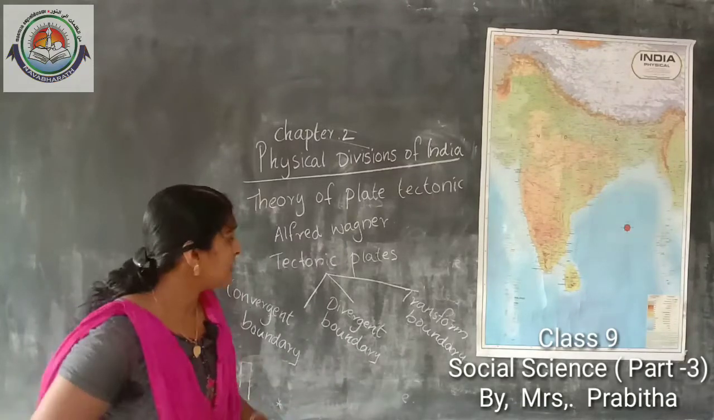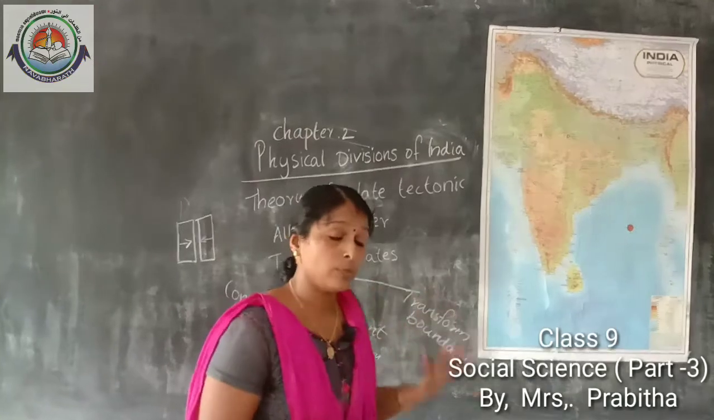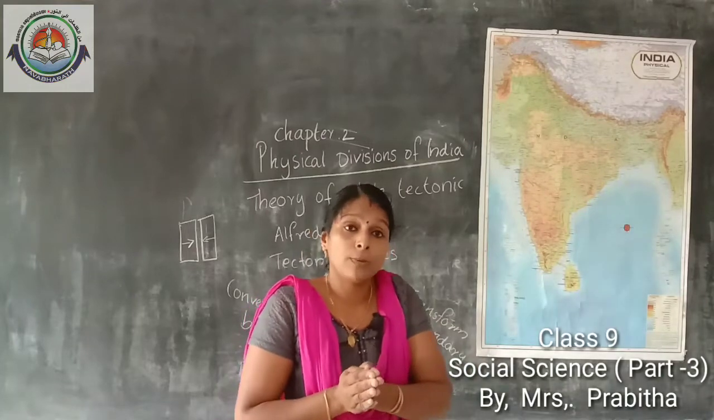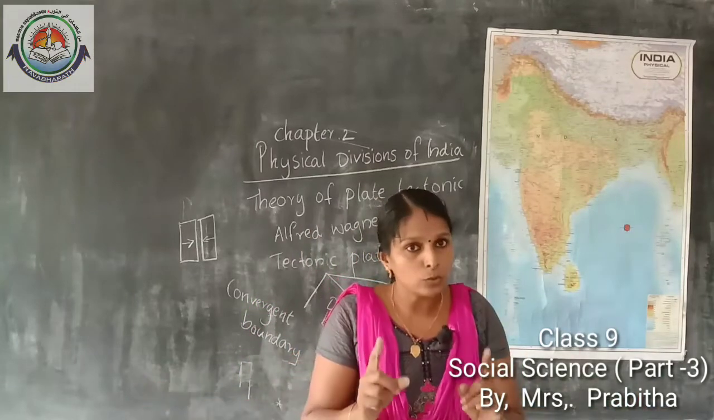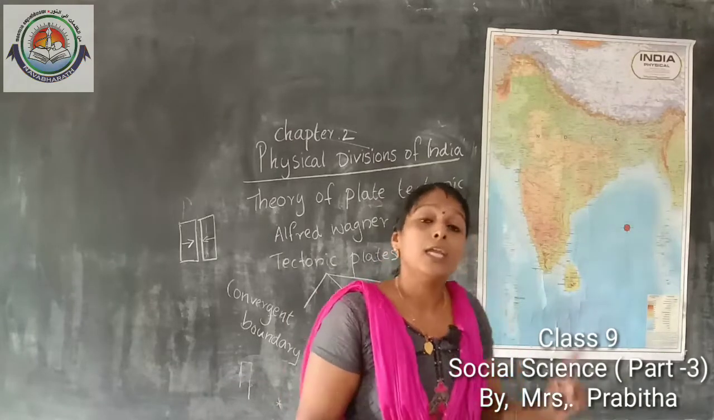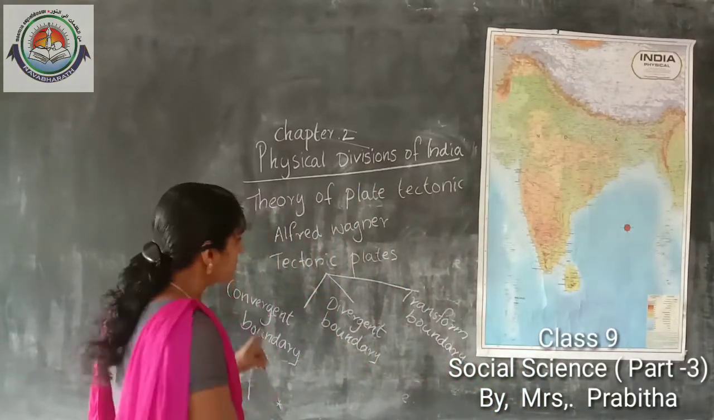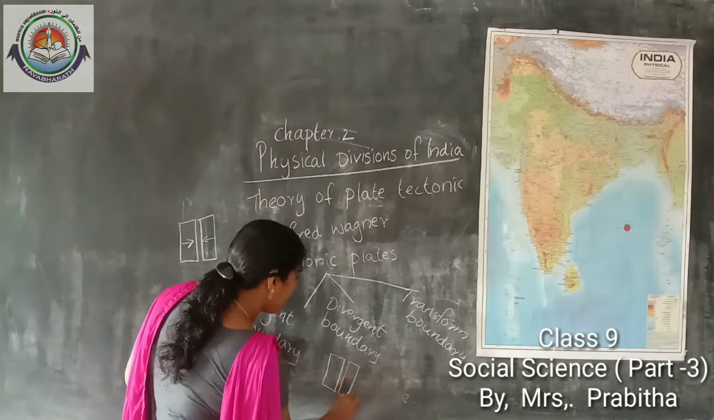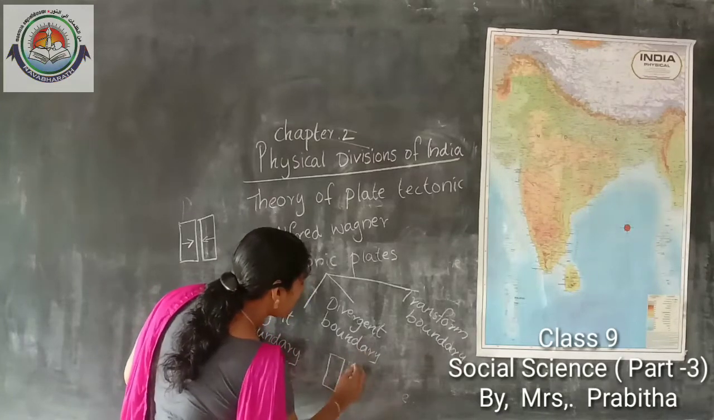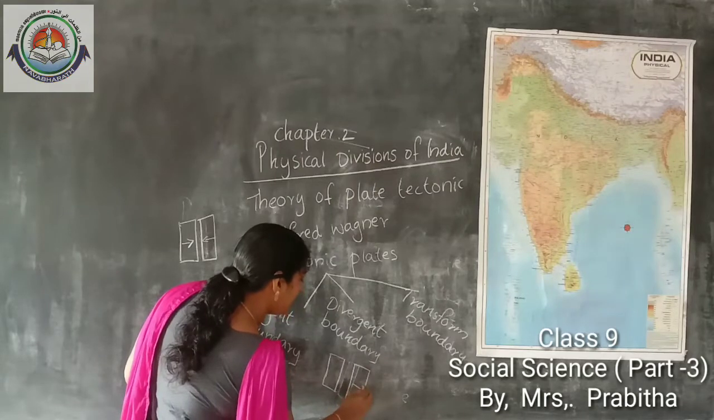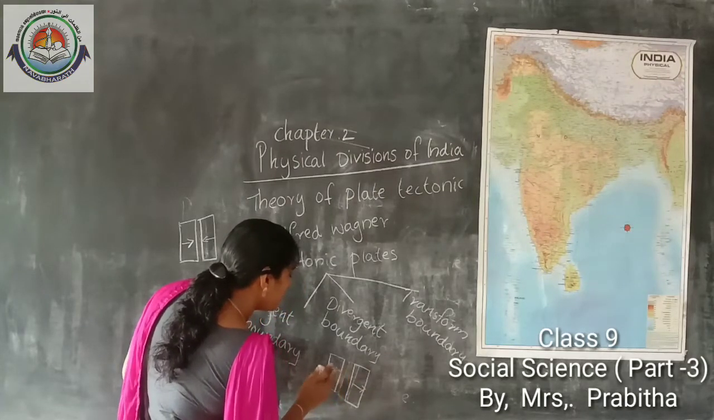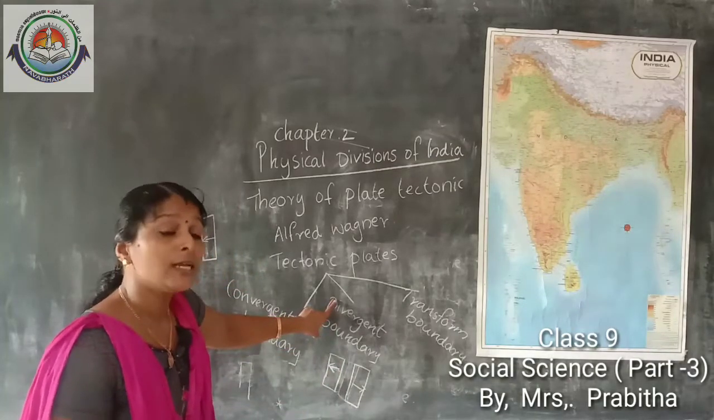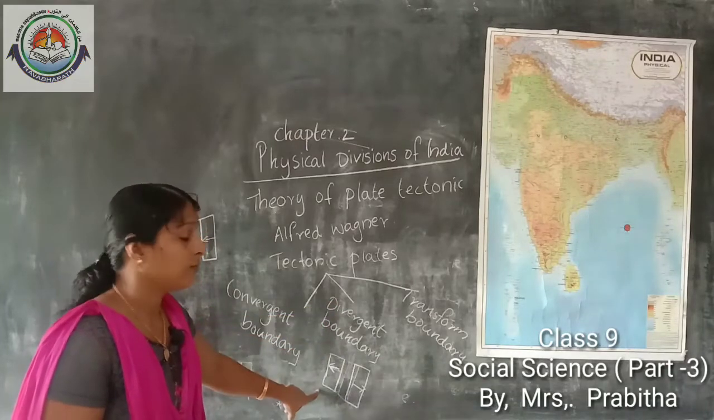Next we can discuss what a divergent boundary is. Just the opposite of a convergent boundary is a divergent boundary. That means when two tectonic plates move away from each other, it forms a divergent boundary. So how can we draw the divergent boundary? When the two tectonic plates move away from each other, it forms a divergent boundary.